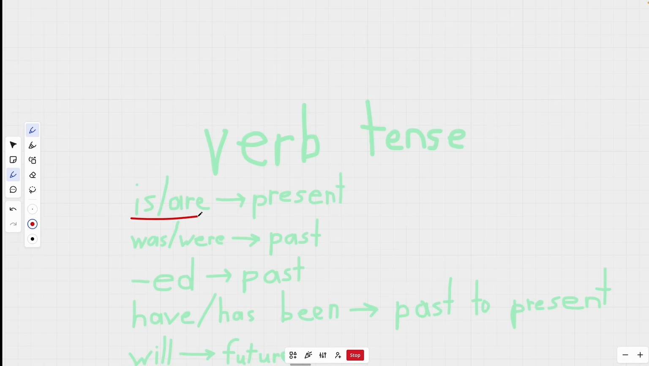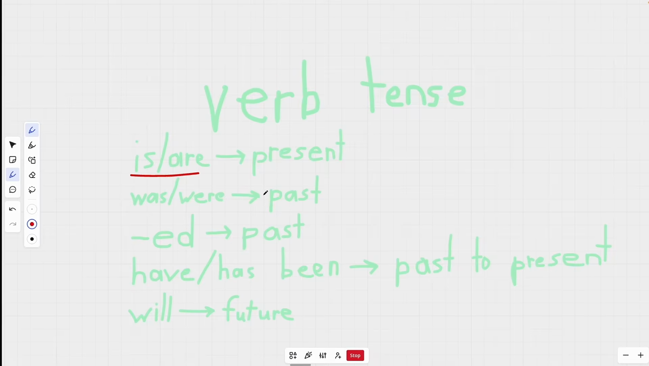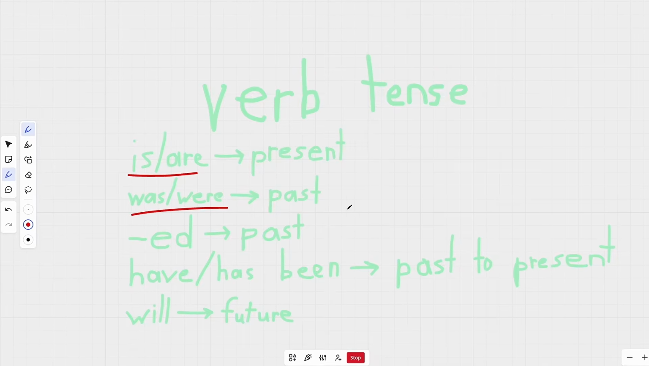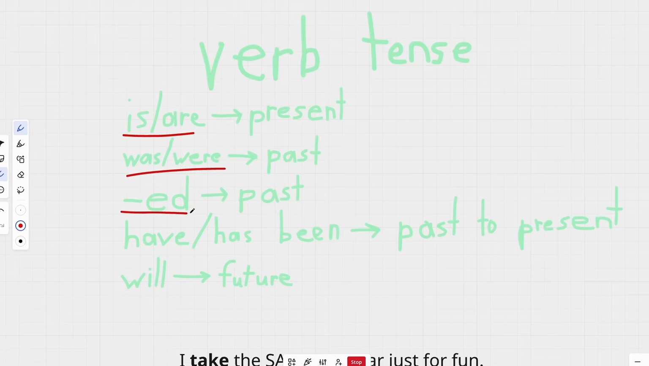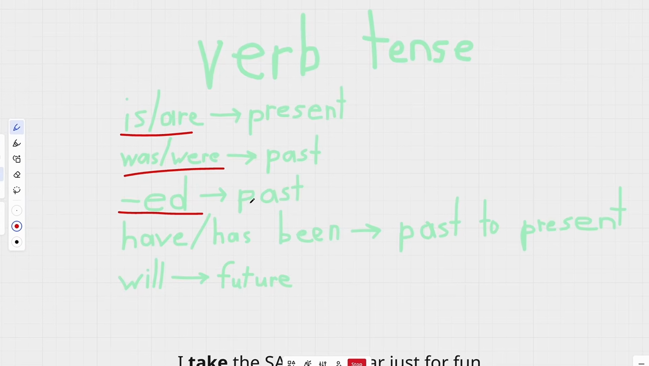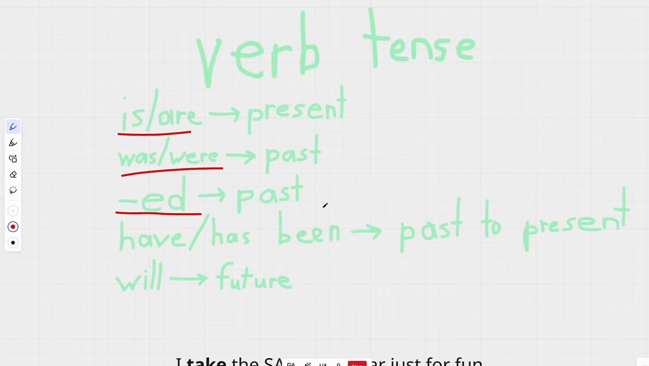The final thing: be familiar with verb tense. Is and are are present tense, so that means the verb is happening right now. He is doing work. He's doing work right now. Was and were mean past. He was smart implies he's not smart anymore. -Ed also means past. He gained experience. That means that he gained experience in the past.